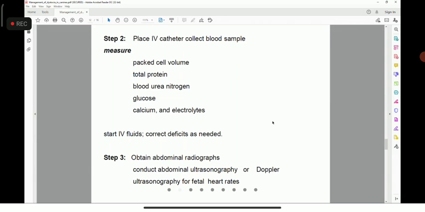Then you can ascertain total protein level, blood urea nitrogen, then glucose, and then electrolytes, especially calcium, so that you can come to a confirmatory diagnosis. If suppose the calcium level is falling below the critical level, it means yes, uterine inertia is going to develop. Suppose the total protein level is low, so now you can make a decision about how much anesthesia can be given.